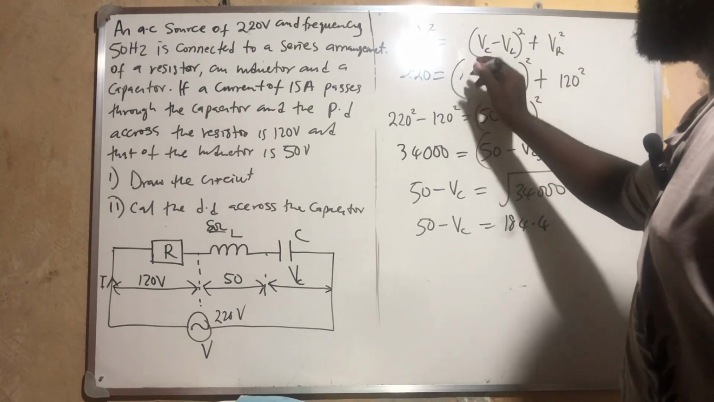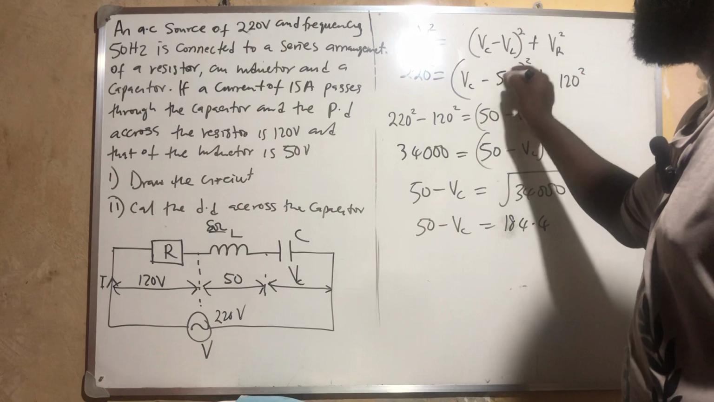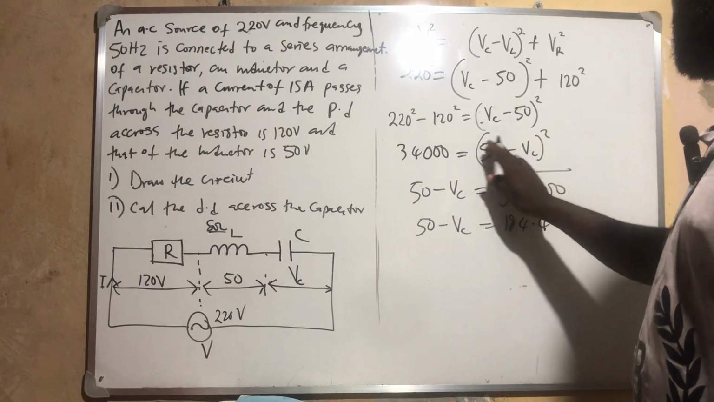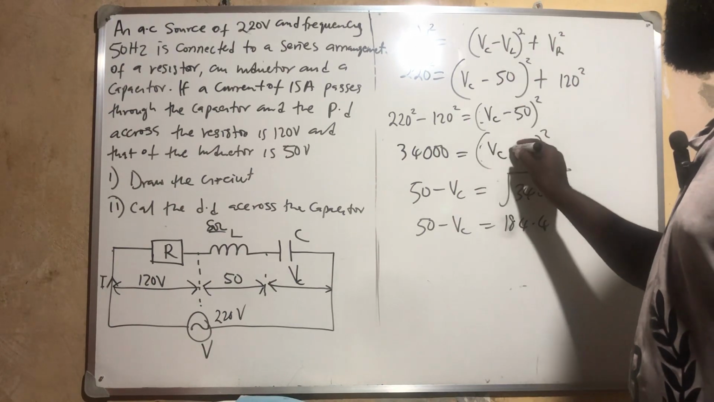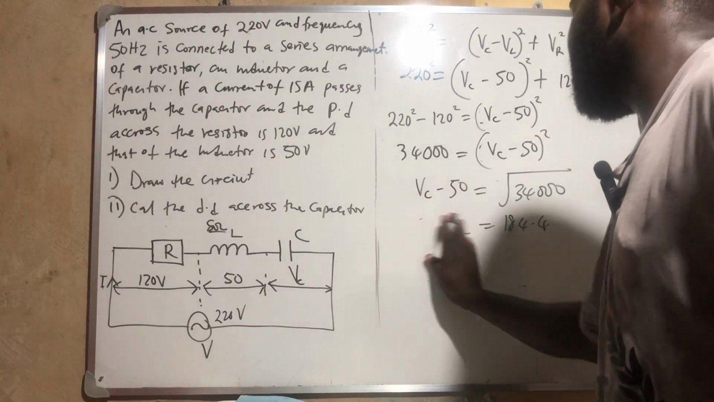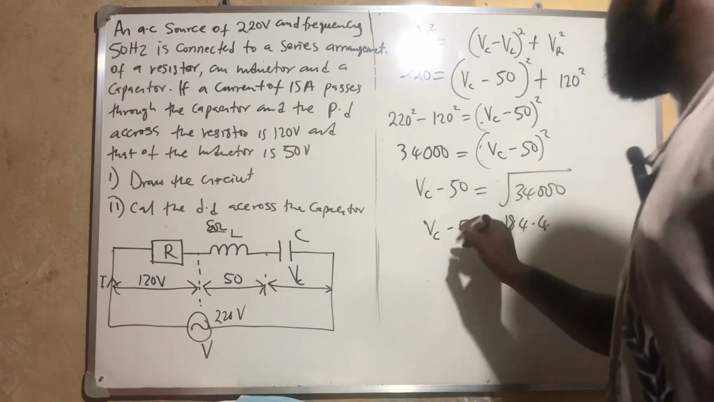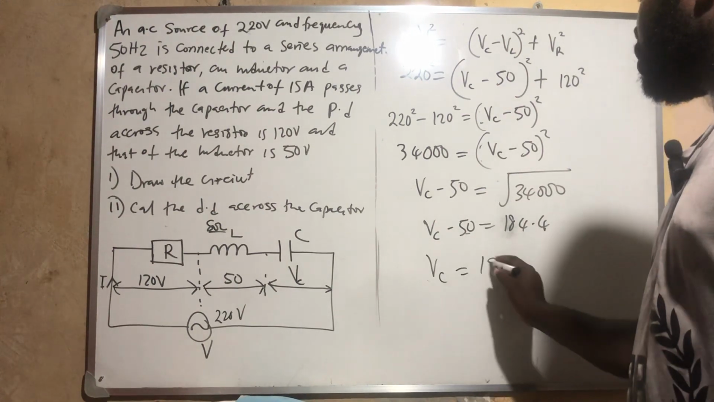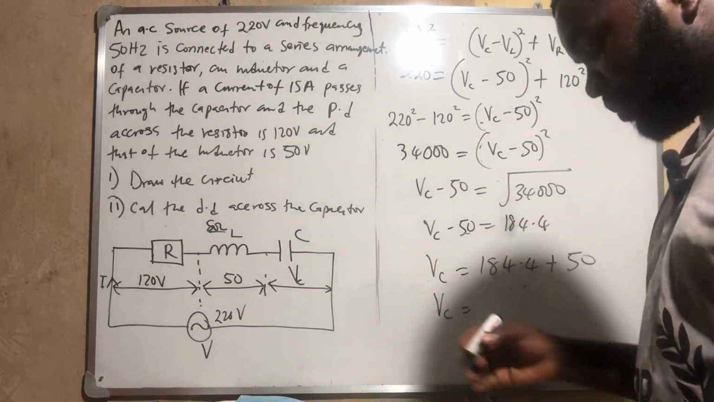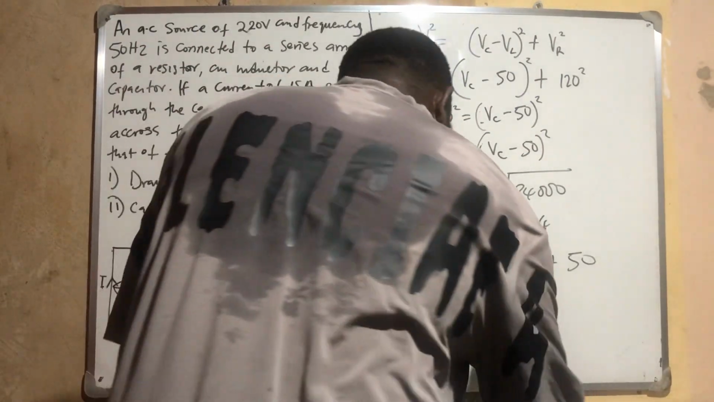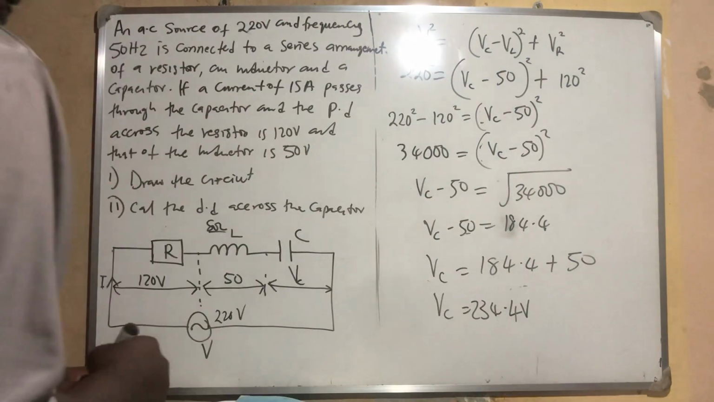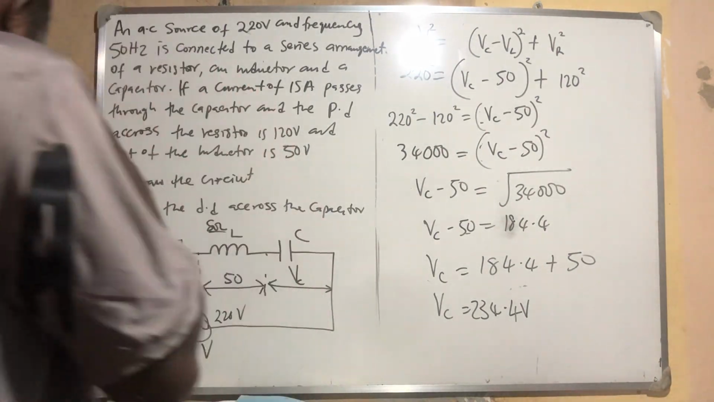So I have my VC minus 50. So this one can move here. So my VC will now be 184.4 plus 50. So my VC will now be 234.4 voltage. Okay. So that is that for that.